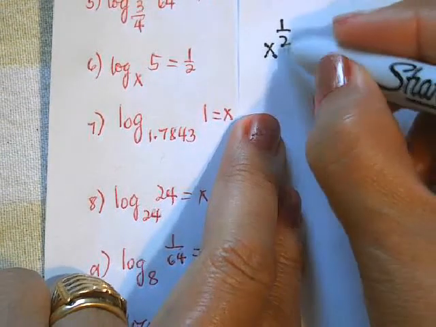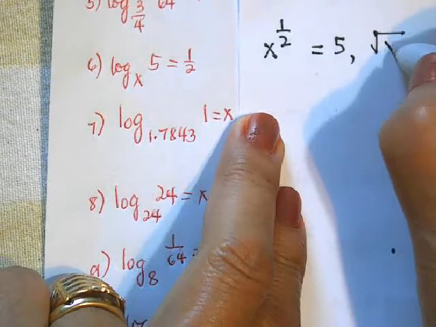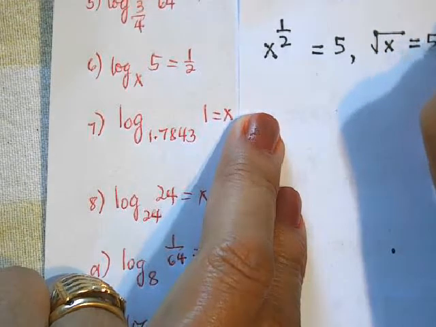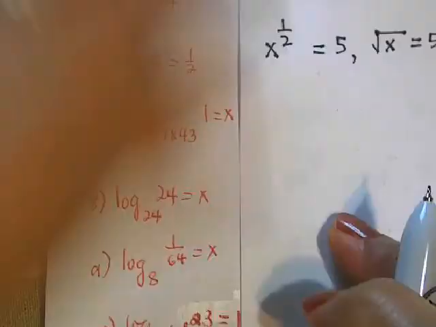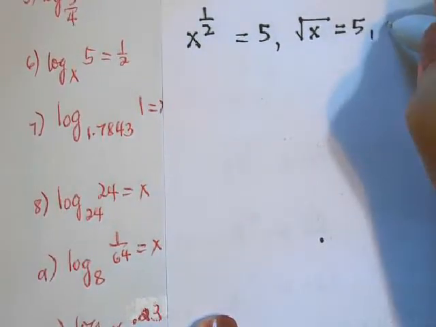Then you put a comma, 1/2. This becomes the root. That's the exponent. It's the same as square root of x is 5. So the answer will be 25, right? 25.